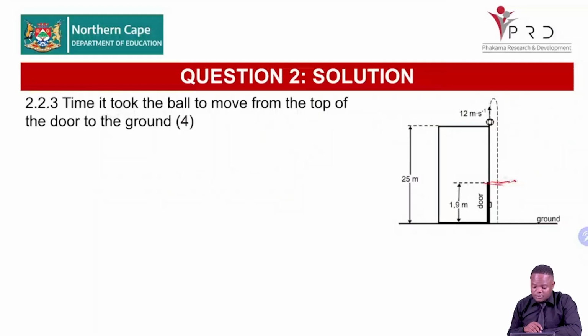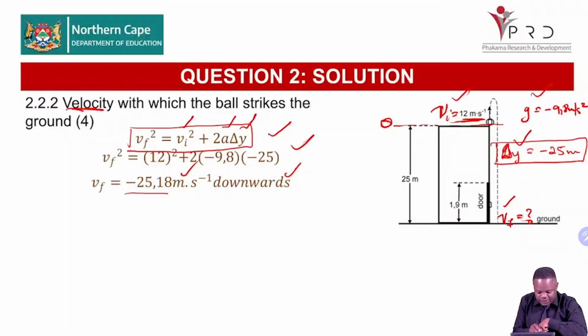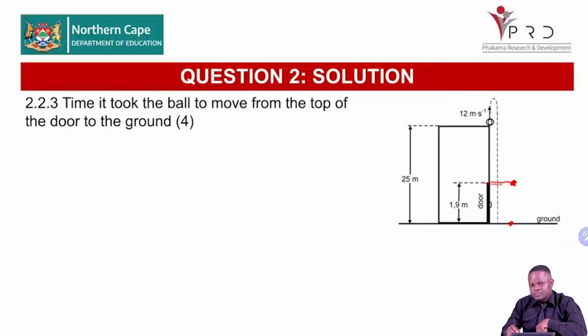Are you following, grade 12s? Right. And then we've got the time it passes the height of the door until it reaches the ground. So, in other words, what am I saying? I'm saying that for us to get the time it took the ball to move from the top of the door to hit the ground, we need to know at what speed it was traveling when it reached the top of the door. G we know, and then the final velocity we also know because we did calculate the final velocity with which it reached the ground. So take note, the final velocity with which it reached the ground, let me take you back. We got a final velocity of negative 25,18. Remember that? Okay, so this is the velocity with which it reached the ground.